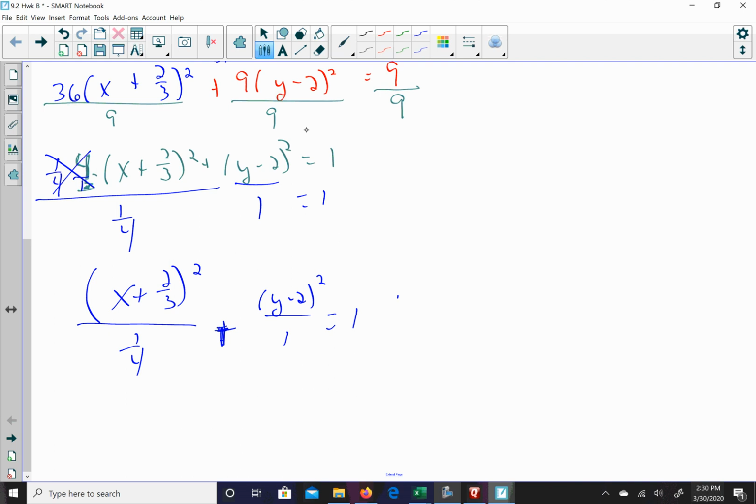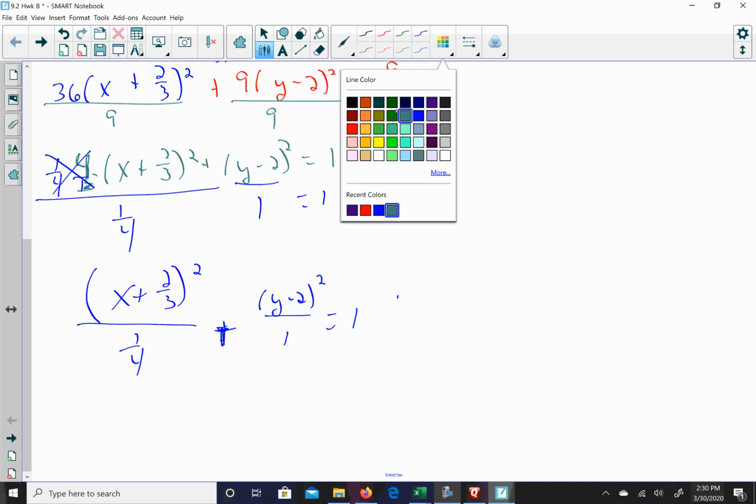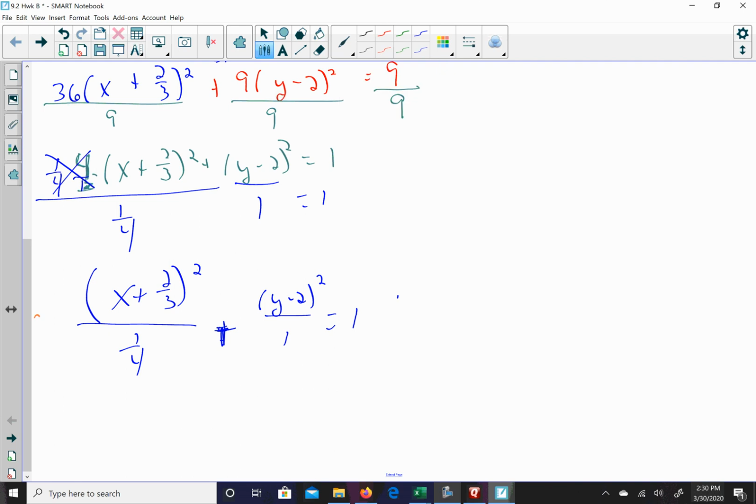And when I do this, now I can find my center because it's in the standard form. So that's part A, standard form. Then part B, I'm going to say my center is going to be whatever I'm subtracting from the x, which is a negative 2/3. And whatever I'm subtracting from the y, which will be 2. So my center is negative 2/3, 2.